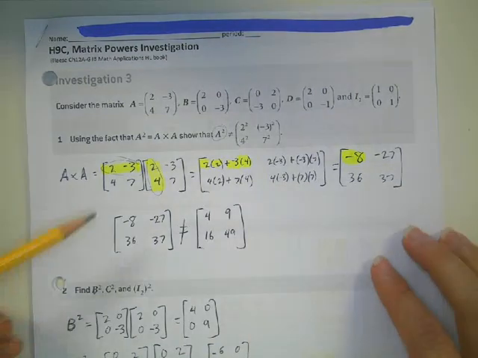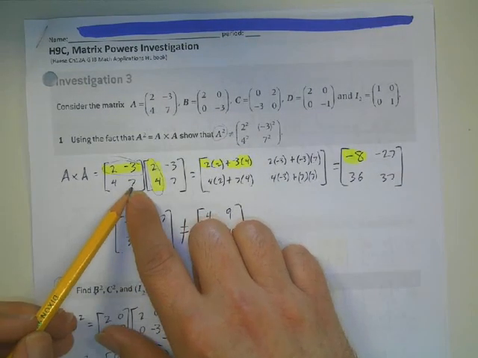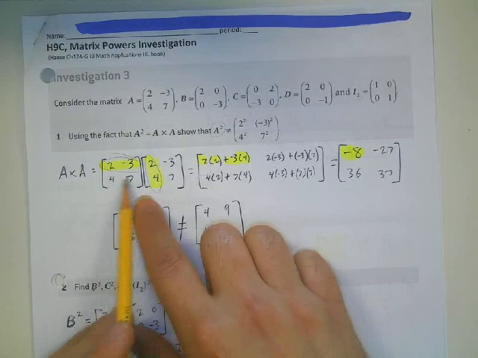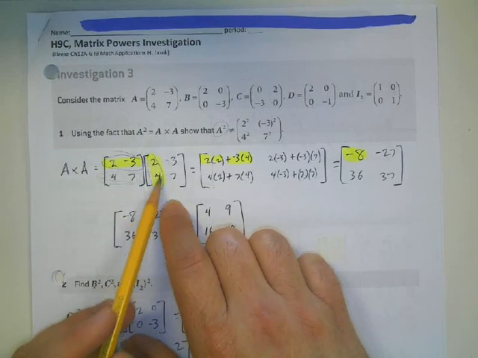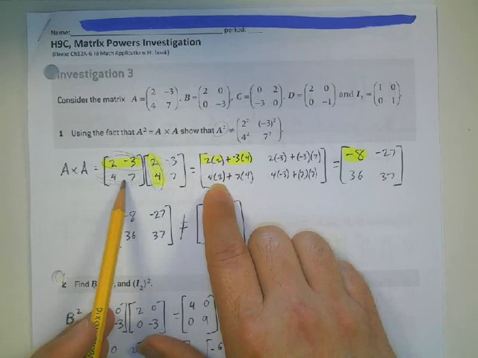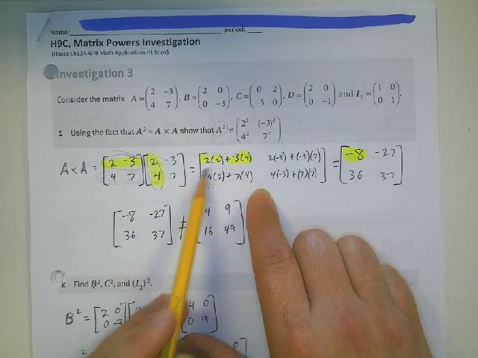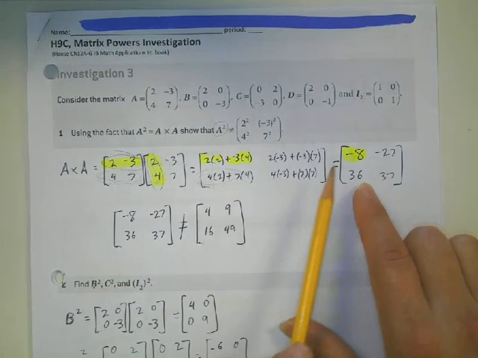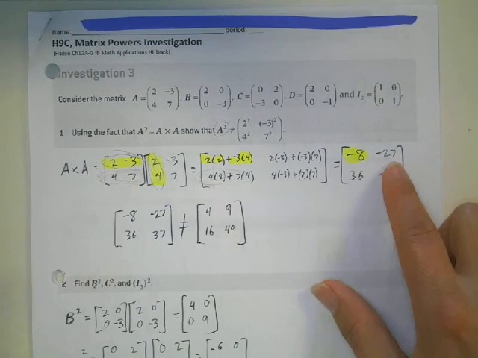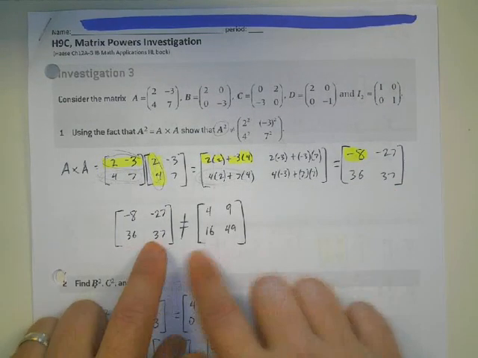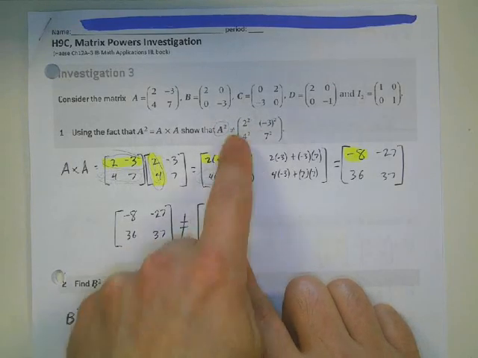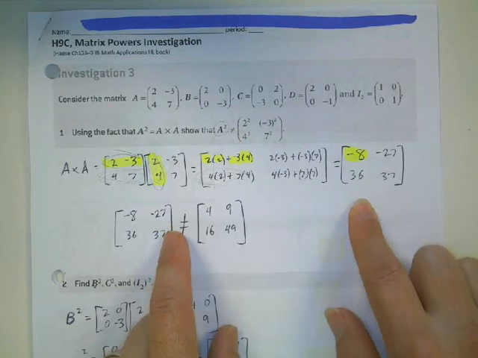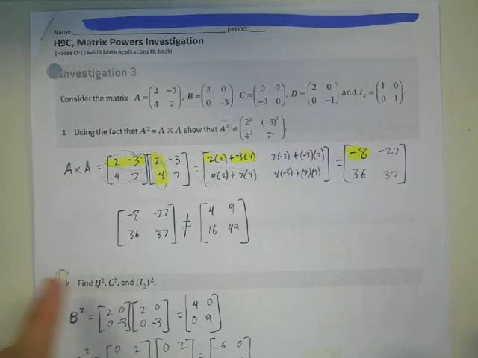Here I have 4 times 7. Because this is the second row, first column, I multiply the second row times the first column. So 4 times 2 gives me 8, and then 7 times 4 gives me 28, and together that gets me 36. Then I'm comparing negative 8, negative 27, 36, and 37, and as we can see, that is not equal to what they gave here. So when you square a matrix, that doesn't mean you just square these values. Okay, so now they want you to explore and do B squared.